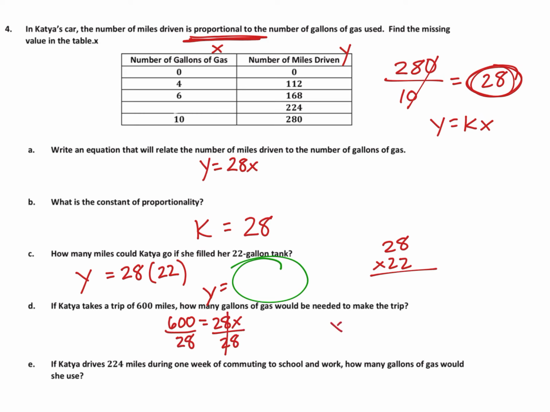E, if Katya drives 224 miles during 1 week of commuting to school and work, how many gallons of gas would she use? So same thing, we're going to put it in the miles part of the equation and solve it for x. The 28's divide out, and we're left with x equals 224 divided by 28 to fill in that answer. That one also goes up here. So fill in those 4 missing circles, and you are finished with problem 4.